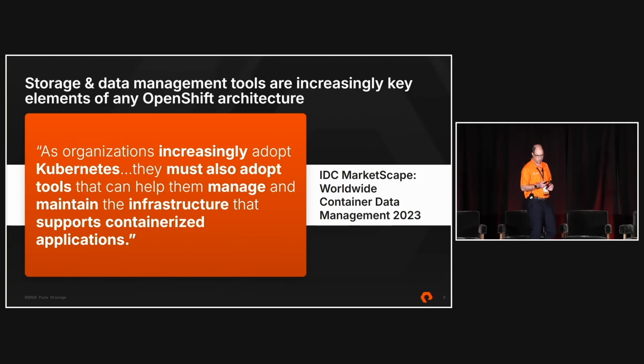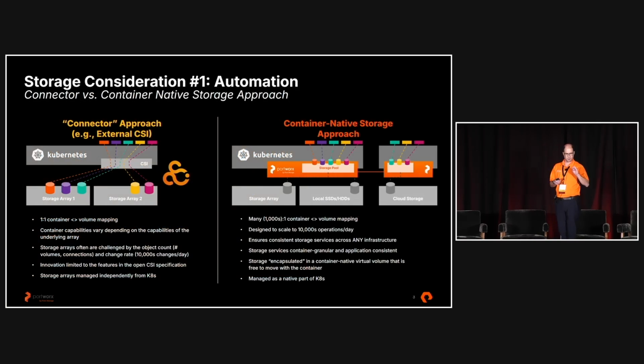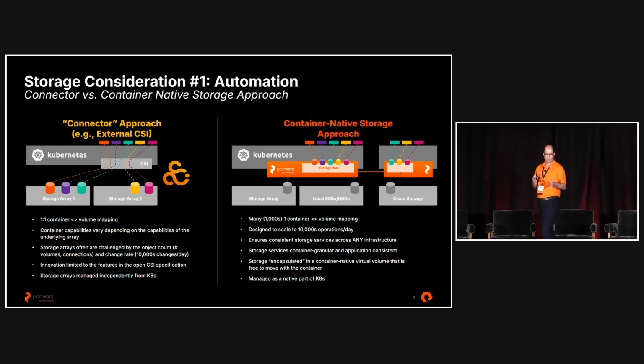So with that, I want to talk about 3 storage considerations I want you to walk away with today as you think about storage. And like I said, the first one, stealing my own thunder a little bit, is around CSI. What is the difference between the external connector approach of CSI and the container native storage approach? And I really break it down into 3 things.